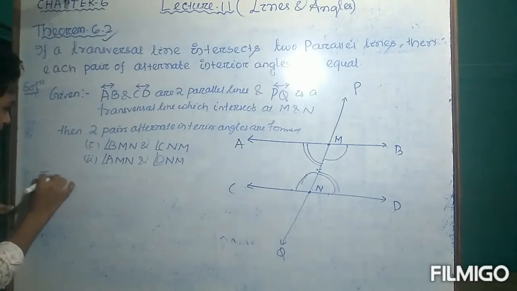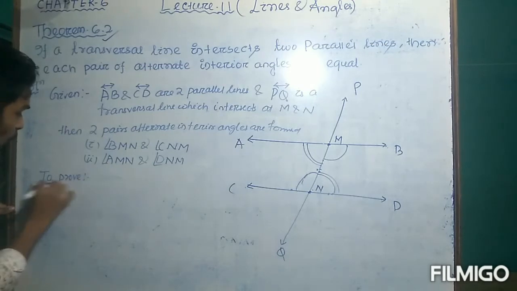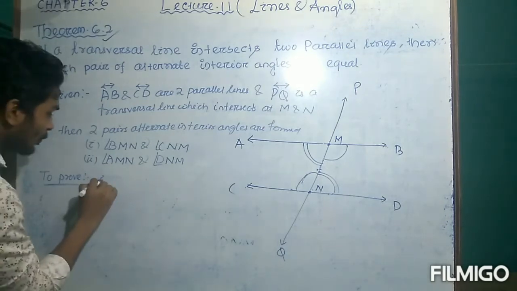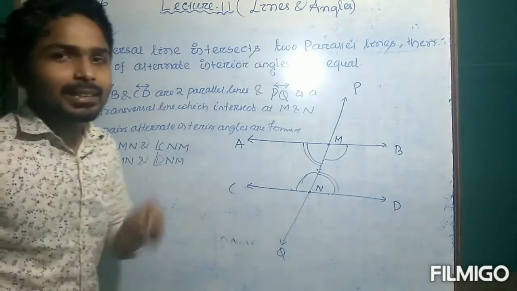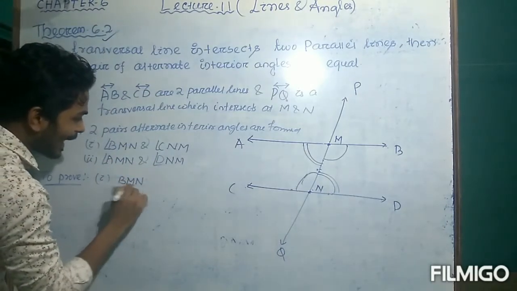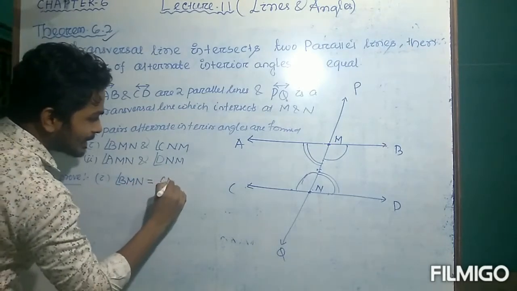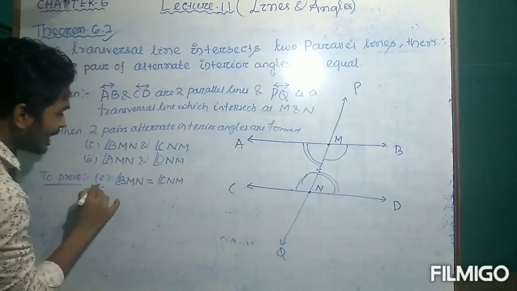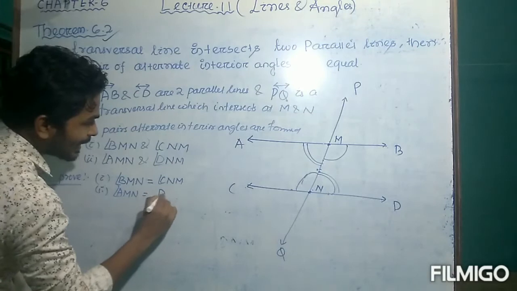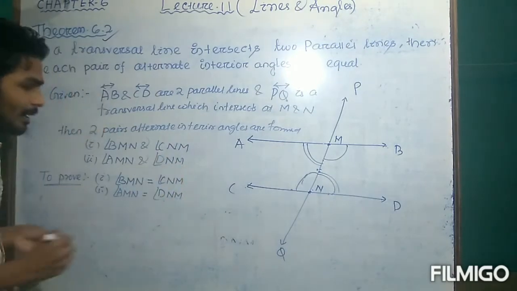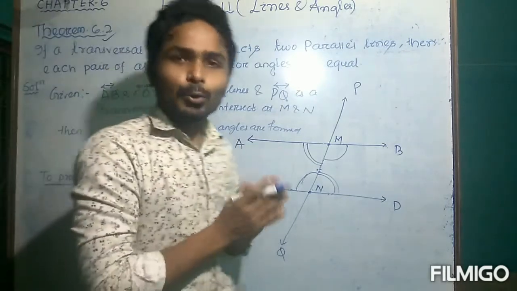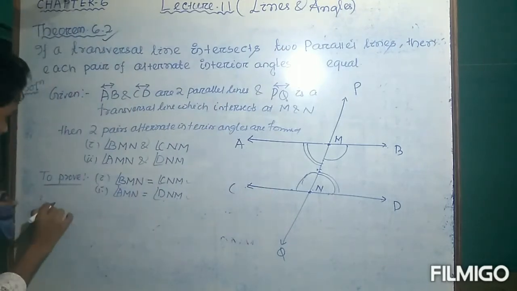Now you have to write what is to be proved. To prove means what you need to prove, what you want to prove. So you have to prove the pair of alternate interior angles are equal. You have to prove angle BMN is equal to angle CNM and angle AMN is equal to angle DNM. So you have to prove these two statements. Now we will start how to prove it. So, proof.